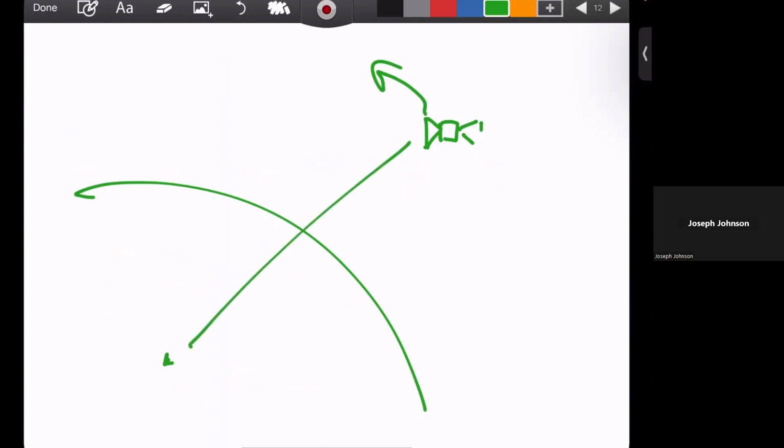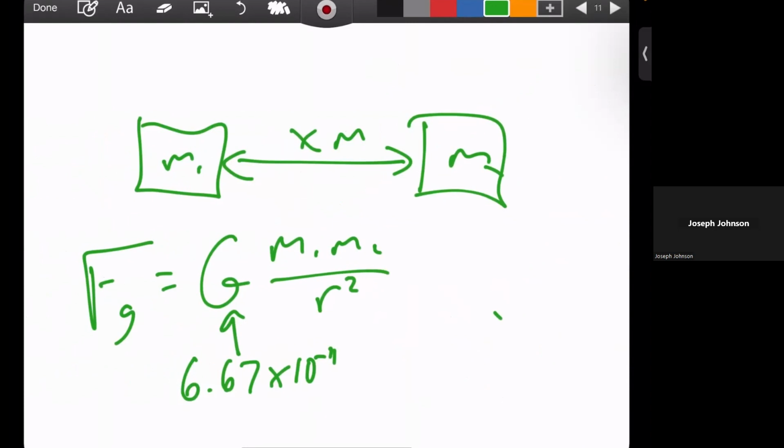So this was the initial R, the initial distance. But now I moved it. So now it's 3 times R. What happens to the force of gravity? Isn't it 9 times less? Yep, it's going to be 1/9 as big or 9 times less. I don't know how you say that exactly, but yeah, it's going to be reduced by a factor of 1/9, because of R squared.